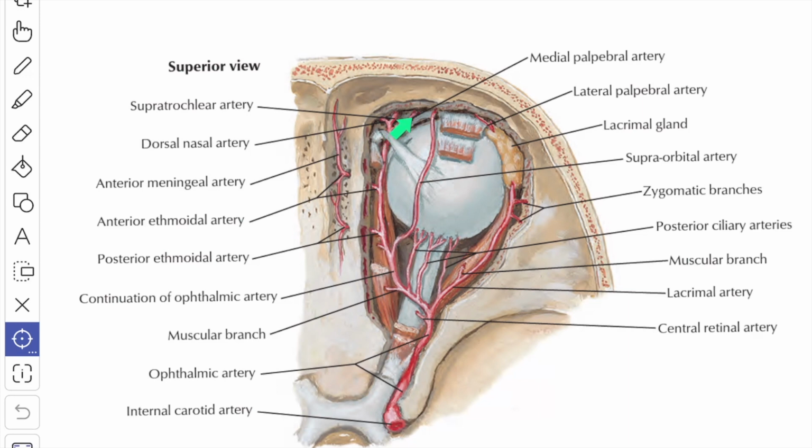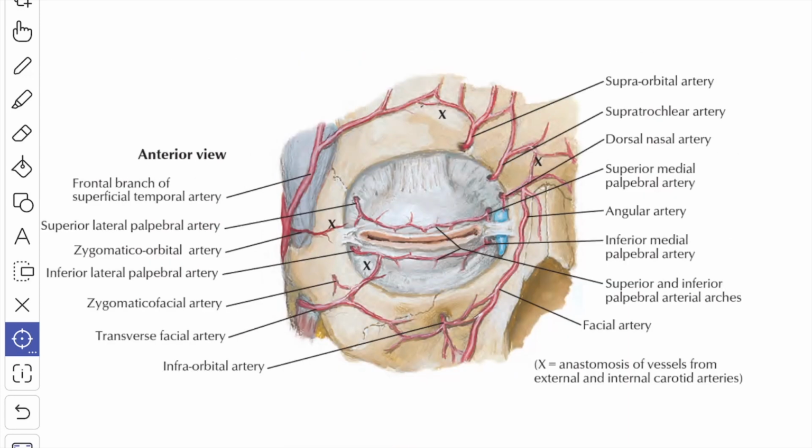Then you get the medial palpebral artery. In this picture you can see this is the medial palpebral artery, one for each eyelid. Each artery divides into two branches, upper and lower, along the upper and the lower margin of the tarsal plate. And this supplies the medial part of the eyelid, and here you can see these are the lateral palpebral arteries. And then you get the supraorbital artery and the supratrochlear artery, which accompany the corresponding nerves and supply the forehead and the scalp.